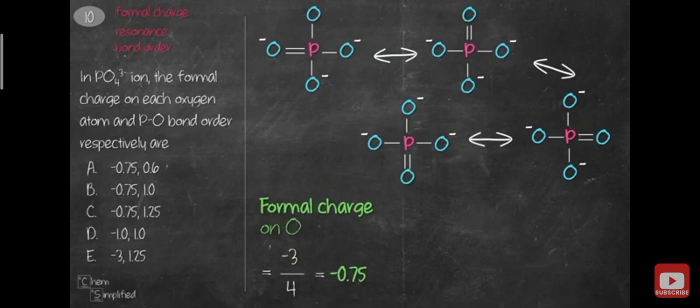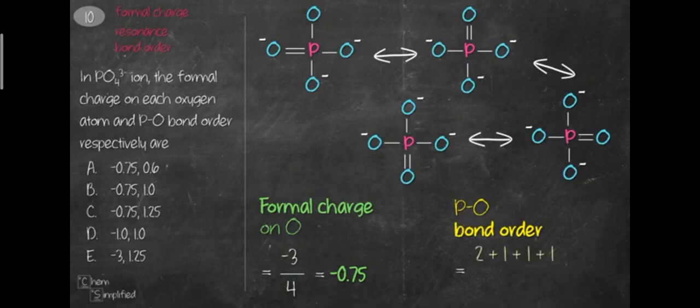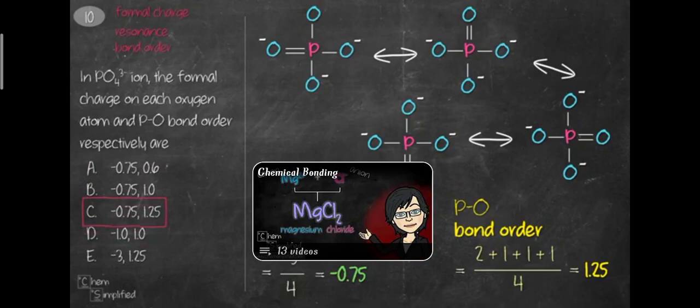To calculate the P-O bond order, we total up the P-O bonds in each structure, which is 5 bonds altogether. And then we divide it over the total number of resonance structures, which in this case is 4. So 5 divided by 4 will give us 1.25. So the correct answer is C, -0.75 and 1.25.